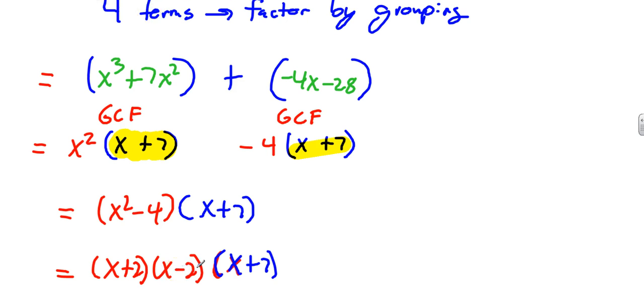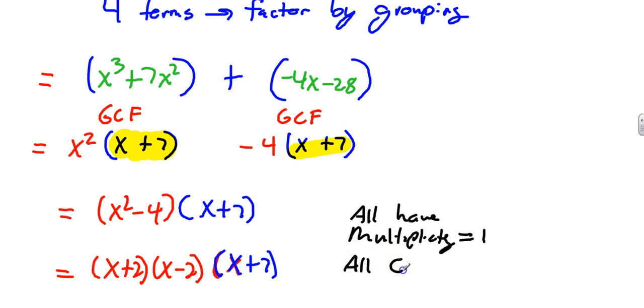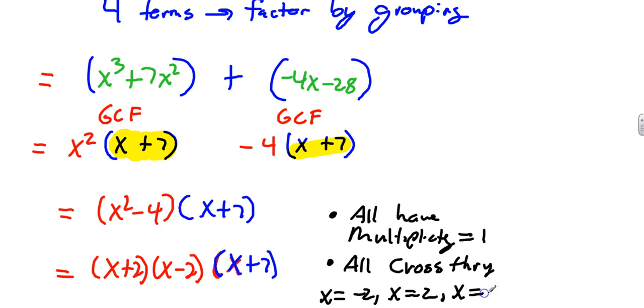Okay, we're right up to time here, so let's get this one finished up real quick. All right, multiplicity. Every single one of these has a power of 1 because they don't have any powers, so they're all understood to be multiplicity of 1. Which means they're all going to cross through. And so if you solve these, you get x equals negative 2 on the first one. This one you would get x equals positive 2. And that one you would get x equals negative 7.